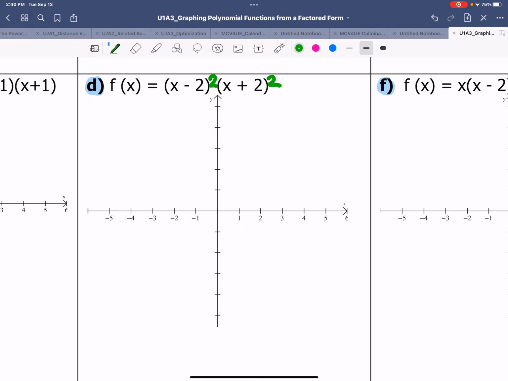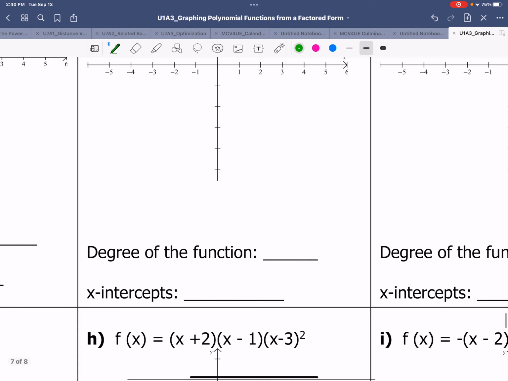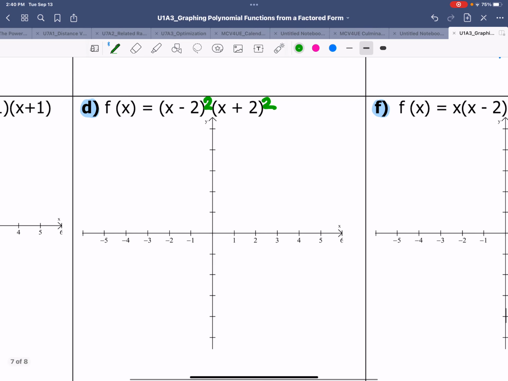We find the degree by adding the exponents of each factor. The x-intercepts of this function are at x equals 2. So you solve this factor, x minus 2, you set the factor equal to 0, and x plus 2 equals 0, that's x equals negative 2. So when x equals 2, that means we have an x-intercept at 2, an x-intercept at negative 2.